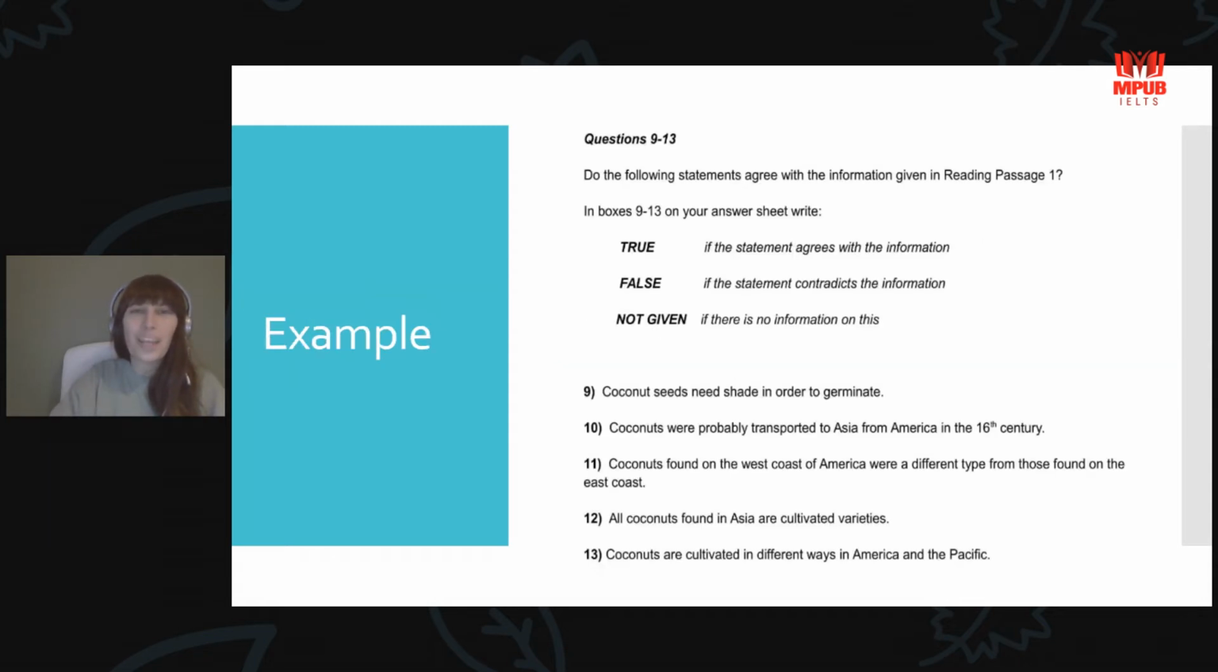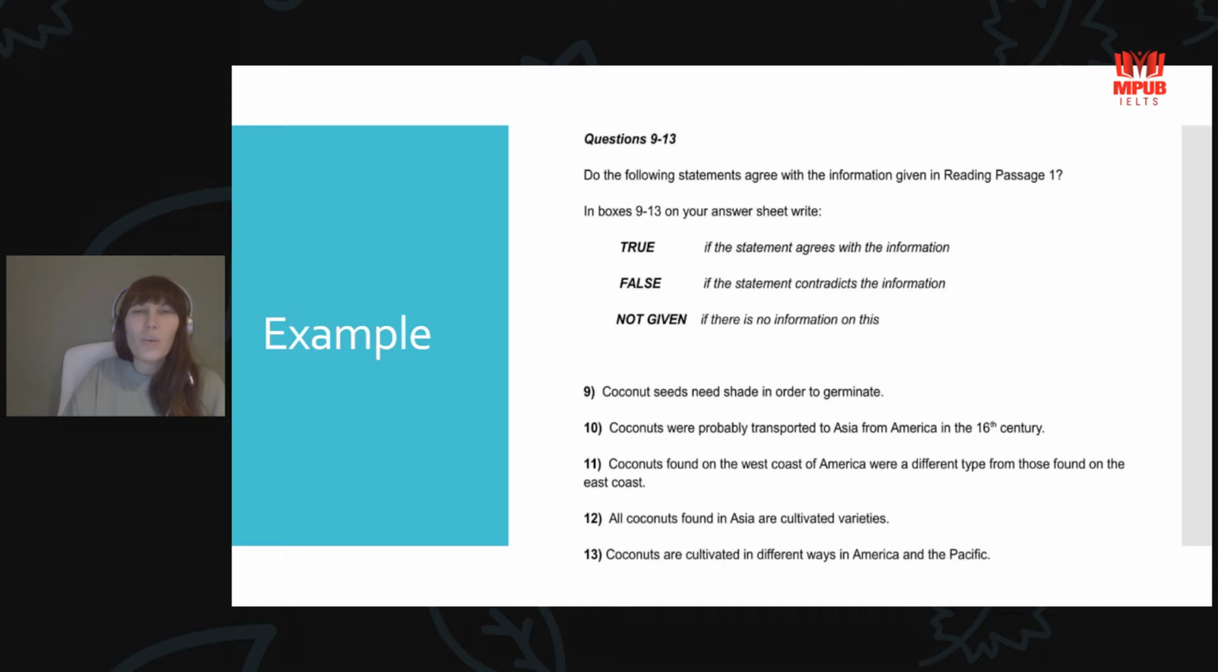So let's have a look at an example here. This has been taken from an old IELTS examination. And as you can see, this is the layout that you will get in your examination. And generally, your true, false, and not given are questions 9 to 13. It might be slightly different in your examination, but generally, they will be found in this part of the exam.